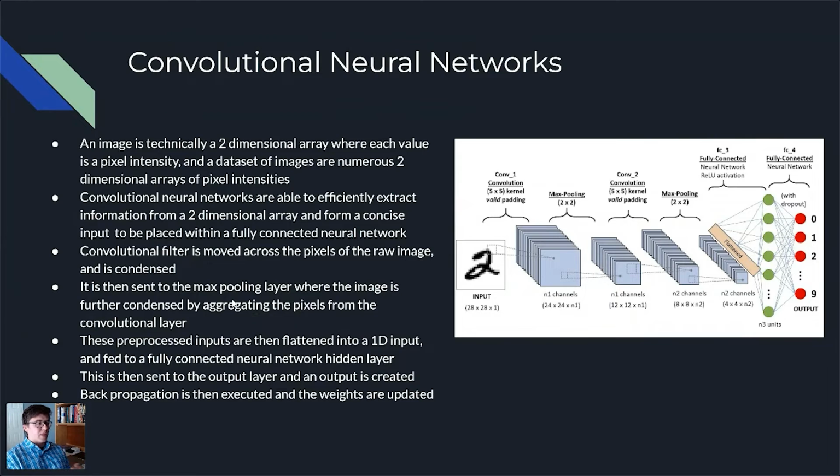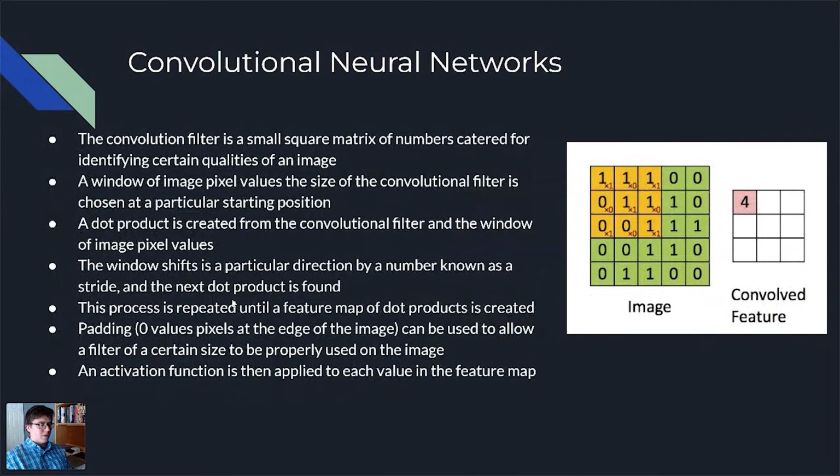Features are first extracted in the convolutional layer with the convolutional filter. They're sent to the max pooling layer where they're further condensed. And then they're pre-processed into a single-dimensional input. Then they're sent to a fully connected neural network connected to an output layer. And then backpropagation ensues and everything, including the filters from the convolutional layer, is updated.